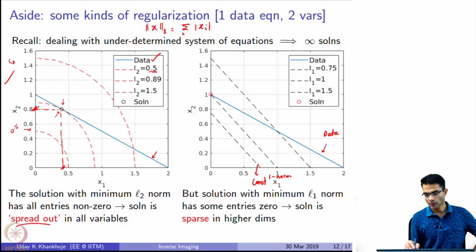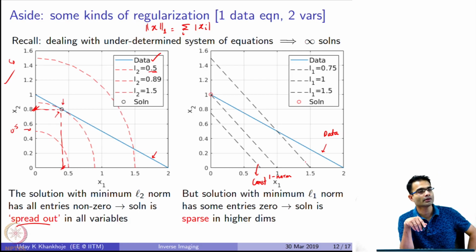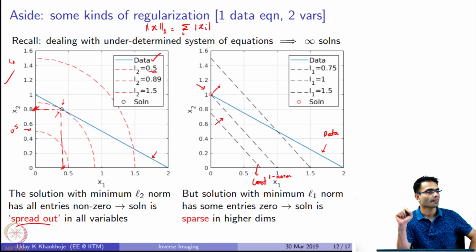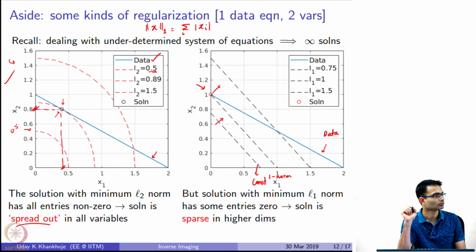So, in the upper quadrant over here, what will the equation be? x1 plus x2 equal to a constant, right. So, that is just a line. These are all parallel lines that are expanding in the value of the 1 norm. Now, the earliest I can hit this blue line is at this point. This point satisfies the data equation because it is on the blue line, and of all possible solutions, it is the one which has the minimum 1 norm, right.